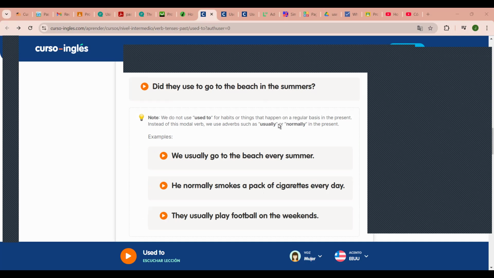Perez Cabrera, help us with those examples. We usually go to the beach every summer. He normally smokes a pack of cigarettes every day. They usually play football on the weekends.